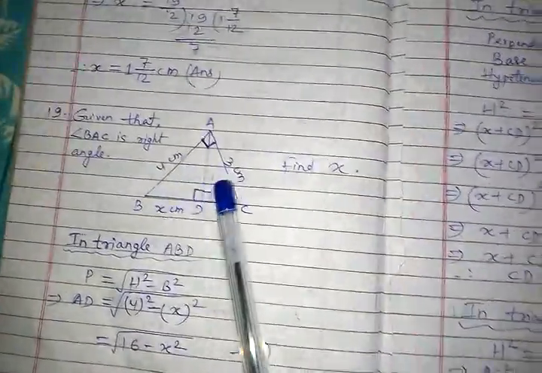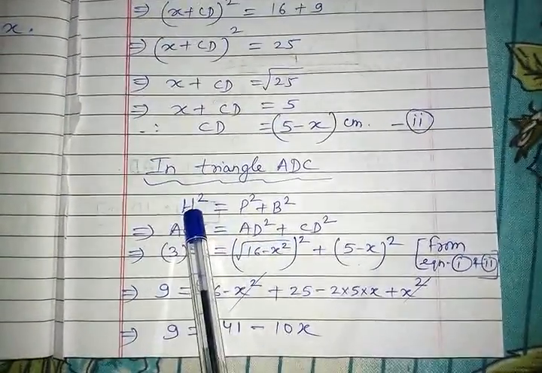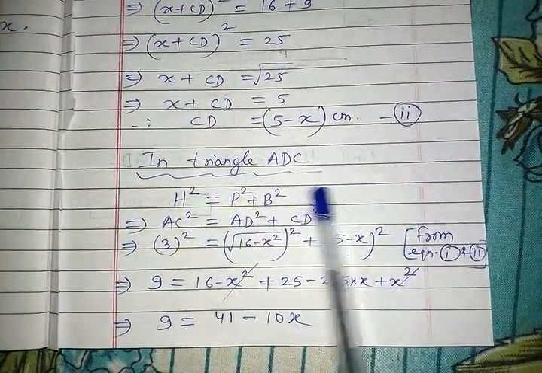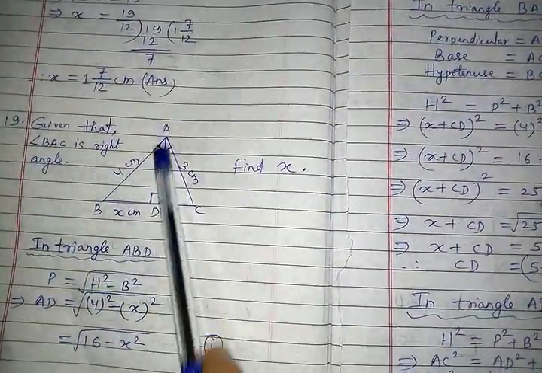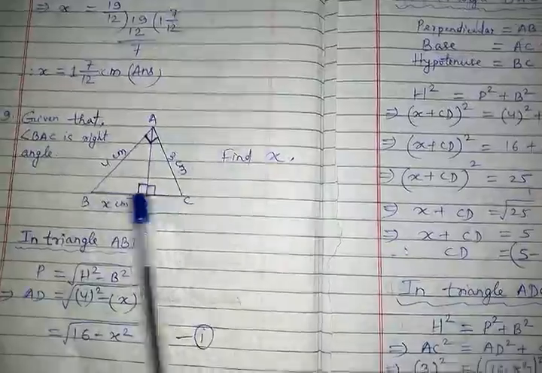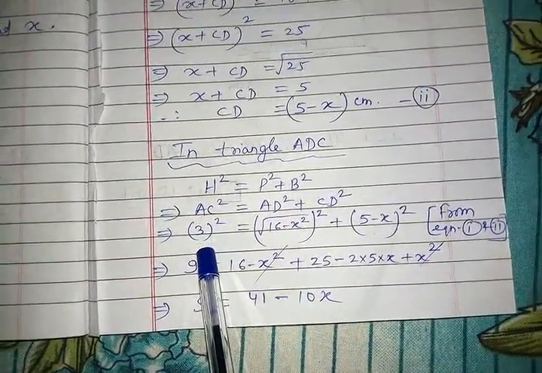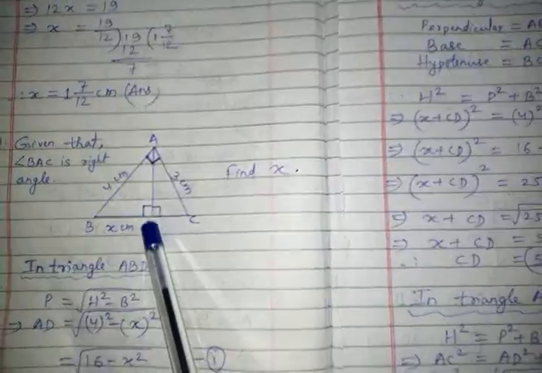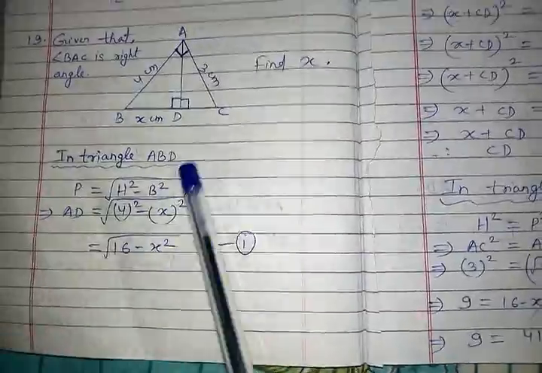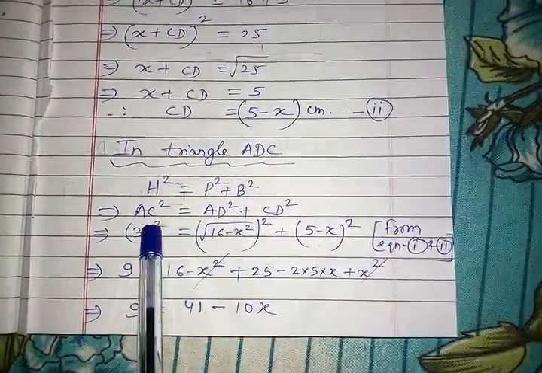Now I will take the last triangle, triangle ADC or ACD, whatever, ADC. In that triangle again the same formula, h square equal to p square plus b square. Here h you can see is AC, this is our perpendicular AD, and CD is our base. So same thing I wrote here, and respective values I have put here. As you know, AC has been given as 3, and the value of AD is in equation 1, and the value of CD is in equation 2. So all those values I am putting here.